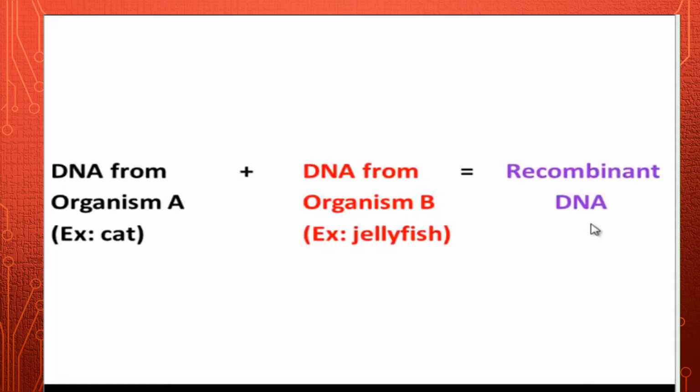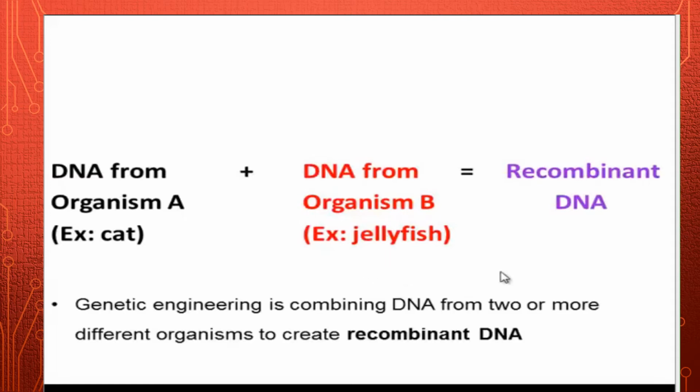Now, in the case of our glow-in-the-dark cat, most of the DNA came from the cat, but it received a gene from a jellyfish that allowed it to glow in the dark. Now, you might be wondering, how is it possible to combine DNA from a cat with DNA from a jellyfish? Those are two really different organisms. Well, the key is that the genetic code is universal.